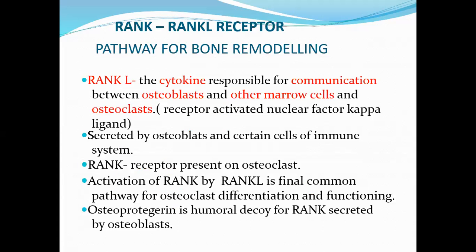Then there are RANK and RANKL. Cytokines are responsible for the combination between osteoblasts and the other marrow cells, the osteoclasts. RANKL is the receptor activator of nuclear factor kappa-B ligand, secreted by osteoblasts and certain cells of the immune system. RANK receptors are present on the osteoclast. Activation of RANK by RANKL is the final common pathway for osteoclast formation.